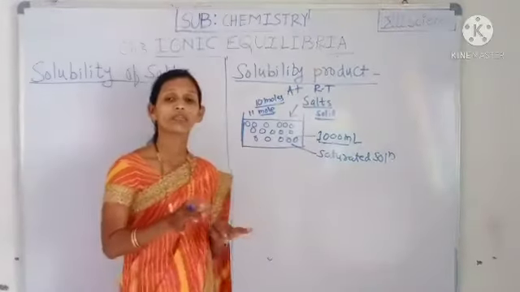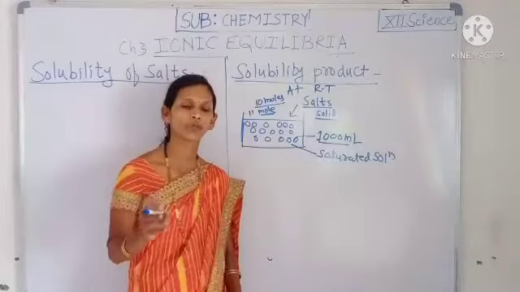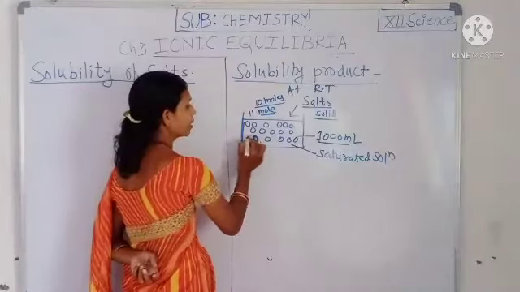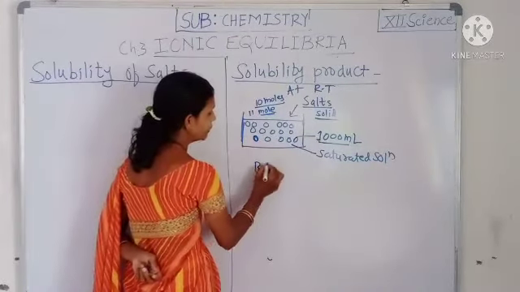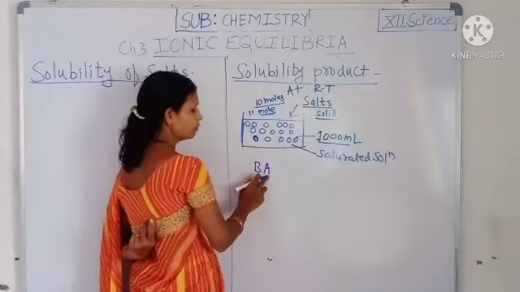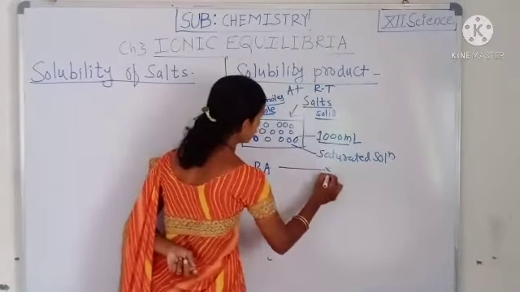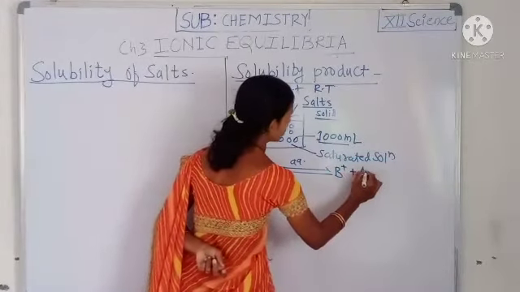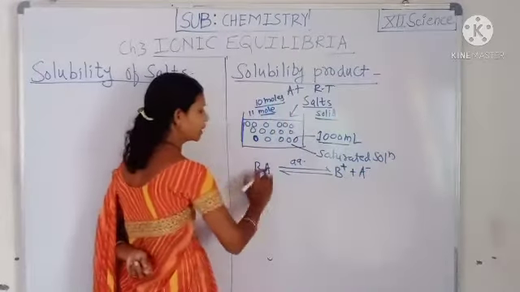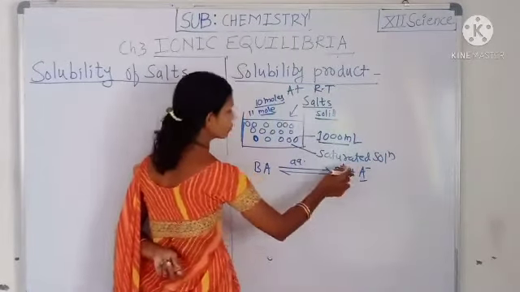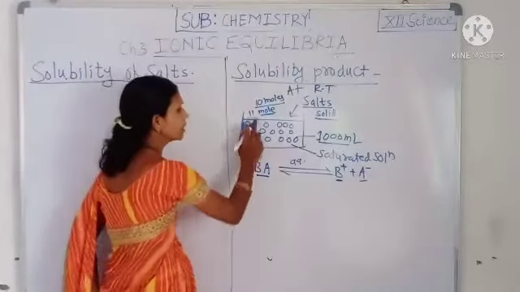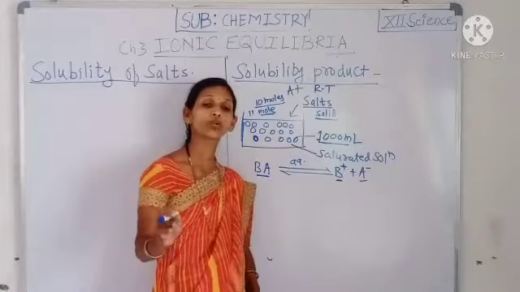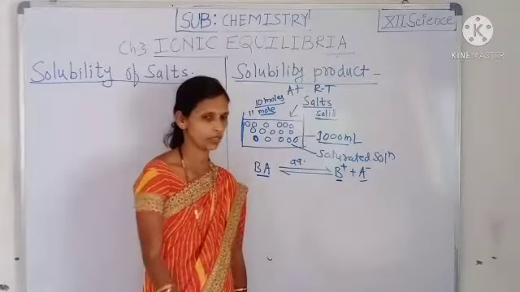And when a saturated solution of that salt is formed, then equilibrium is attained. That is, BA is the molecule of salt, and when dissolved in aqueous medium, it dissociates into B plus and A minus ions, and equilibrium is attained between the dissociated ions of the salt and the undissociated salt molecule in aqueous medium at a saturated solution.